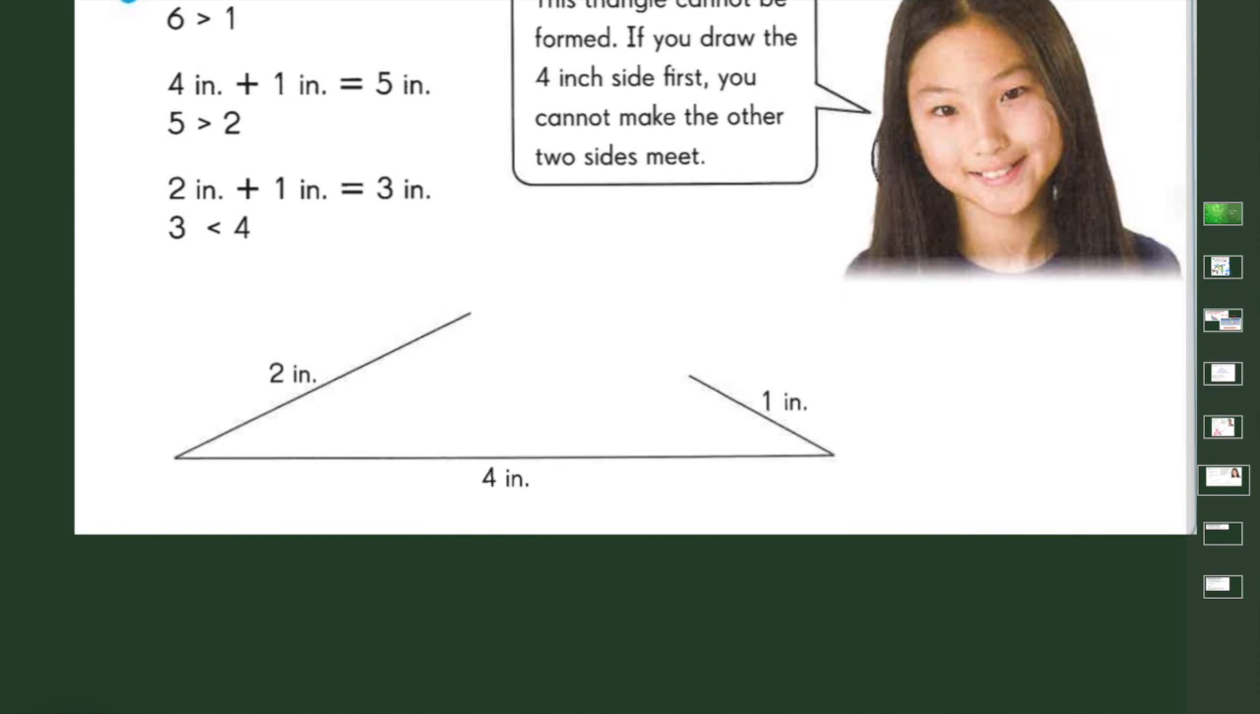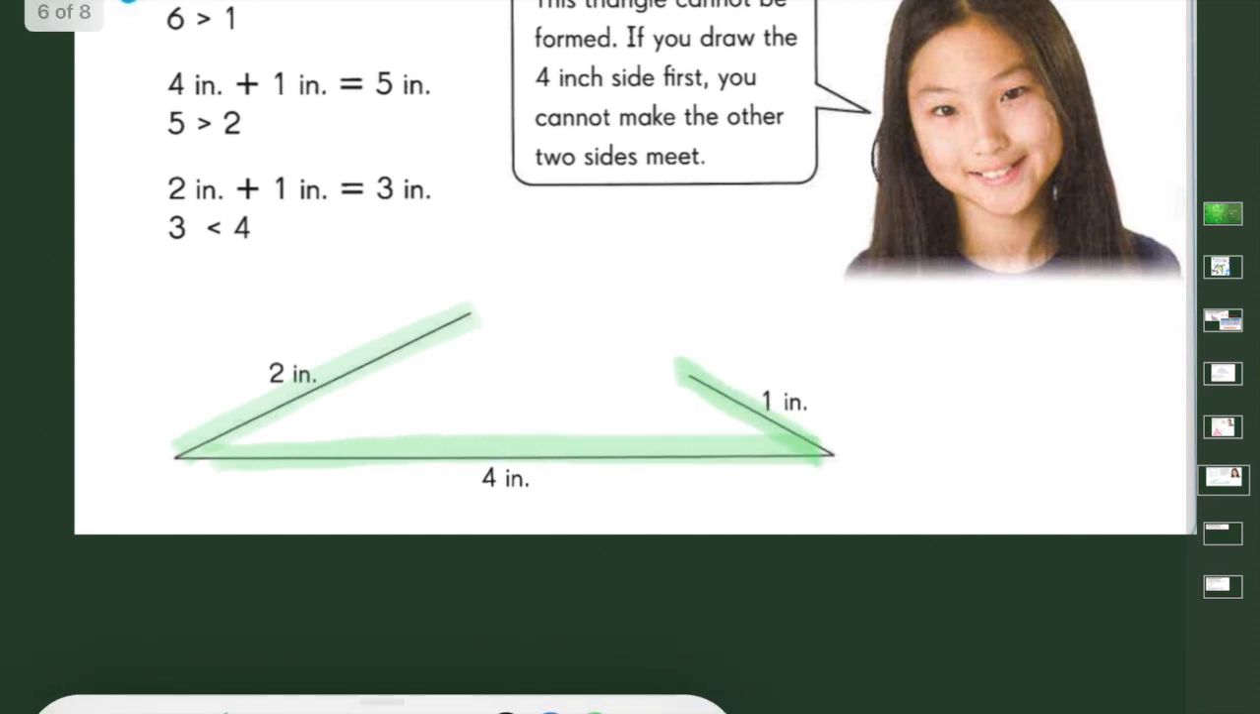And here is what that triangle would look like with side lengths of 2 inches, 4 inches, and 1 inch. Do you see how it wouldn't connect because one of the side lengths would be too short? So the other two sides would not be able to meet.